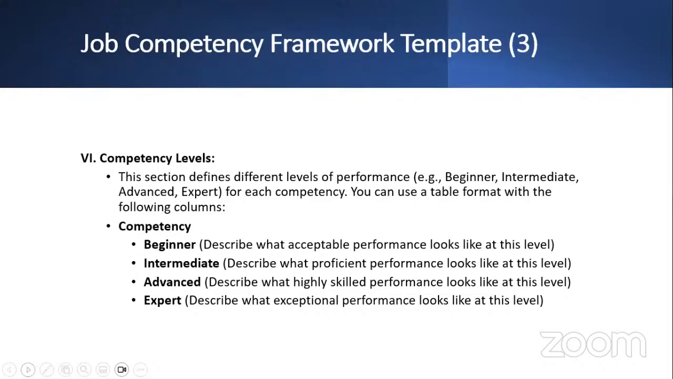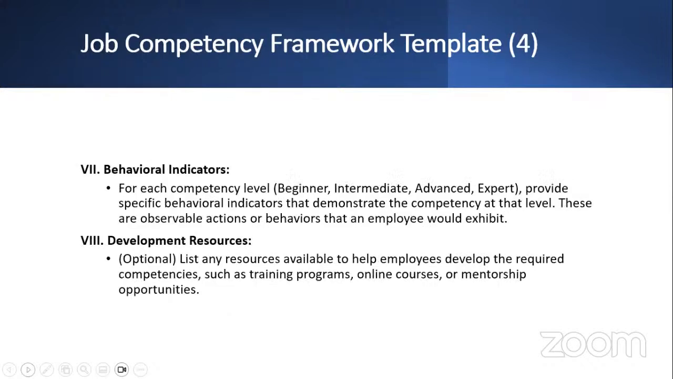Job competencies framework template 3. We have competency level. This section defines different levels of performance, for example, if the person is a beginner, intermediate, advanced, or expert. For each competency, you can use a table format with the following columns. So competency, beginner: describe what acceptable performance looks like at this level. Intermediate: describe what proficient performance looks like at this level. Advanced: describe what highly skilled performance looks like at this level. And lastly, expert: describe what exceptional performance looks like at this level as well.